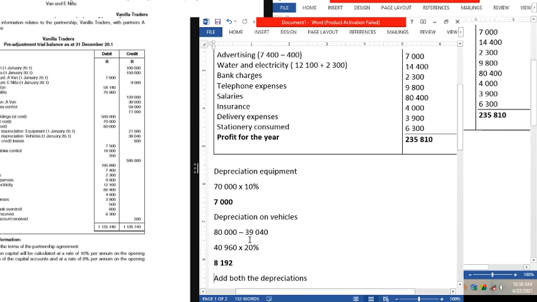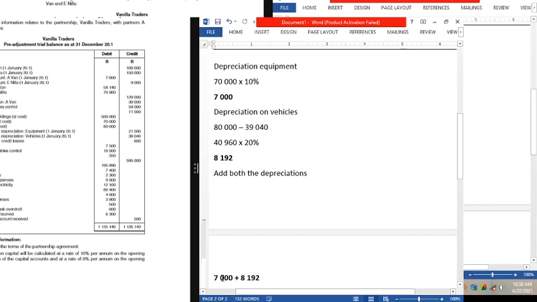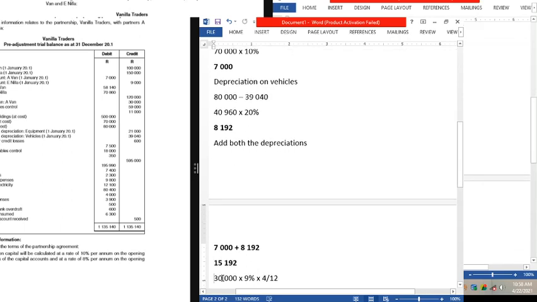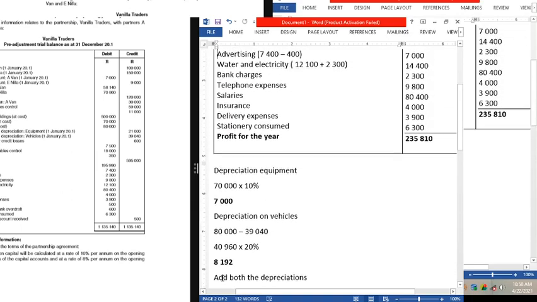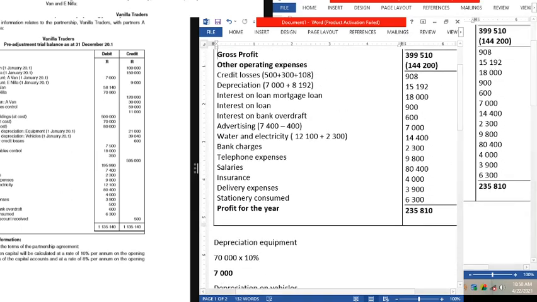And then we add the two depreciations, which is 7,000 and 8,192. They will give us 15,192. And then you go to your income statement, depreciation, you add the two, you present it, and that's it. Nothing hard about depreciation, guys. Alright, now let's move on to the next transaction.